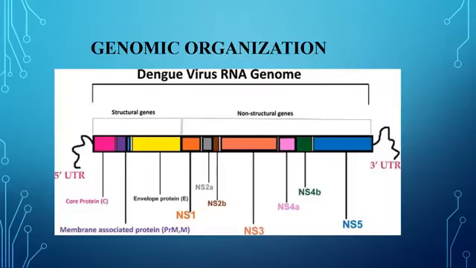Now the genomic organization of DENV. The genome of DENV is a single-stranded positive-sense RNA, which is about 11 kb in size. It consists of the untranslated regions, 3' UTR and 5' UTR, and the other part consists of structural genes and non-structural genes, which code different proteins that perform different functions during the replication and attachment of the dengue virus.